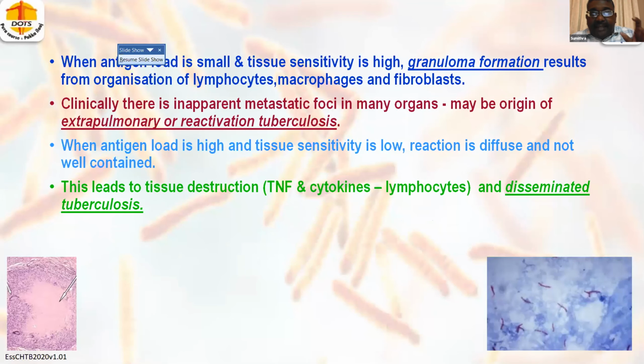Now, when the antigen load is small and the tissue sensitivity is high, granuloma formation occurs. But clinically, at that time, there will be inapparent metastatic foci in many organs, which may be the origin of extrapulmonary and reactivation tuberculosis.